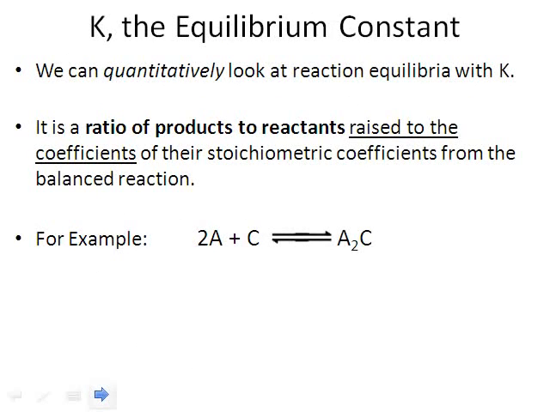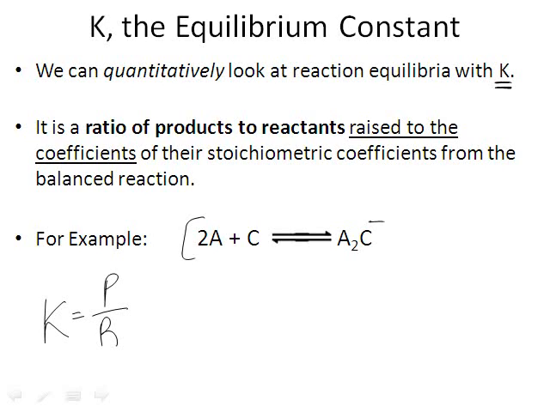Now, we do want to be able to put a number to this, to treat equilibrium as a quantitative value. And we look at that with the variable K. K is going to be called our equilibrium constant. It's temperature dependent, and it's going to be a ratio of products over reactants. So in general, K equals P over R. Now they're going to be raised to their stoichiometric coefficients from the balanced reaction. So to be able to figure out a K, we need a balanced reaction.